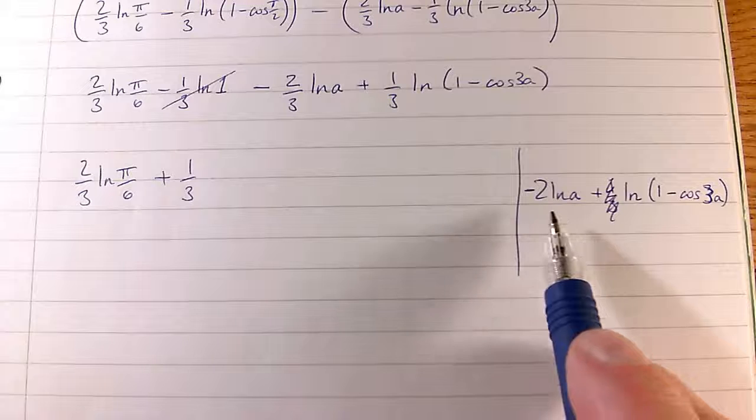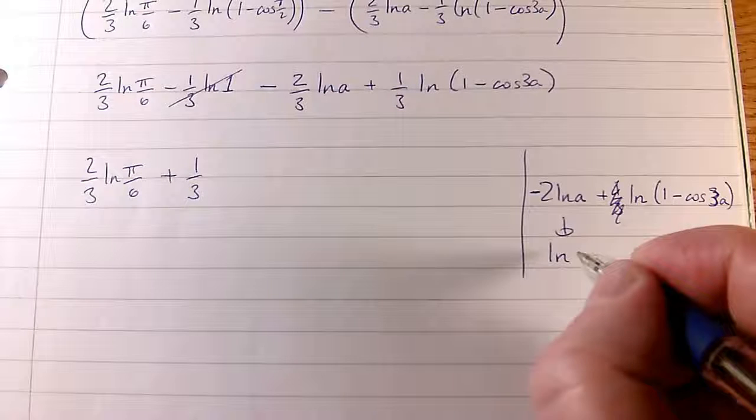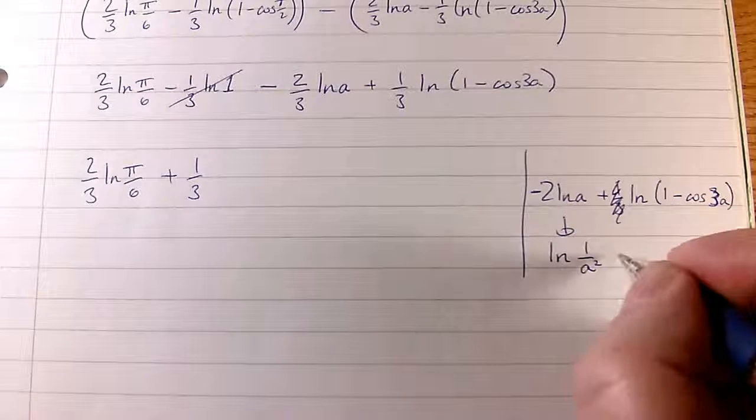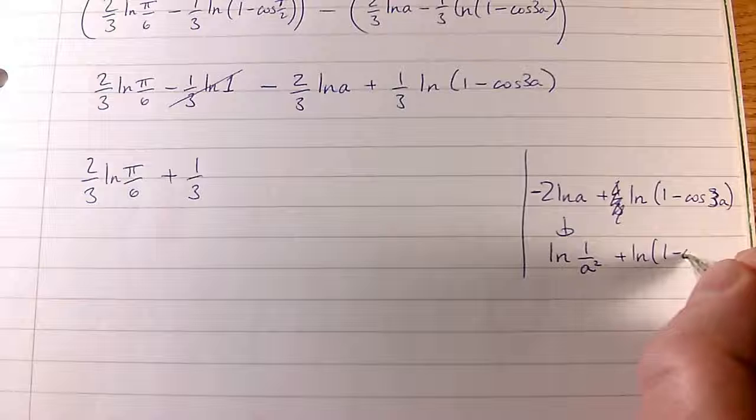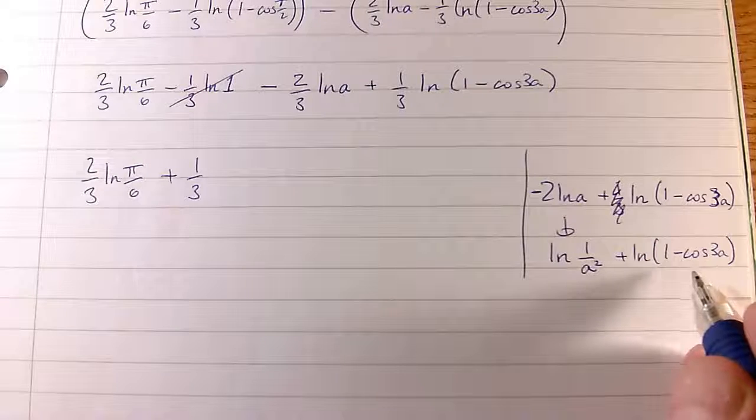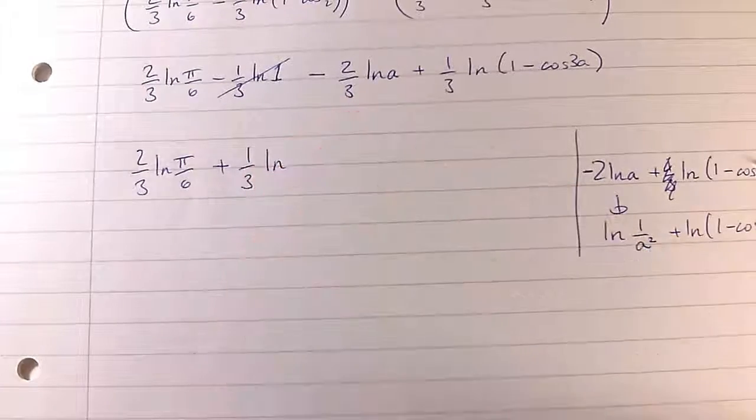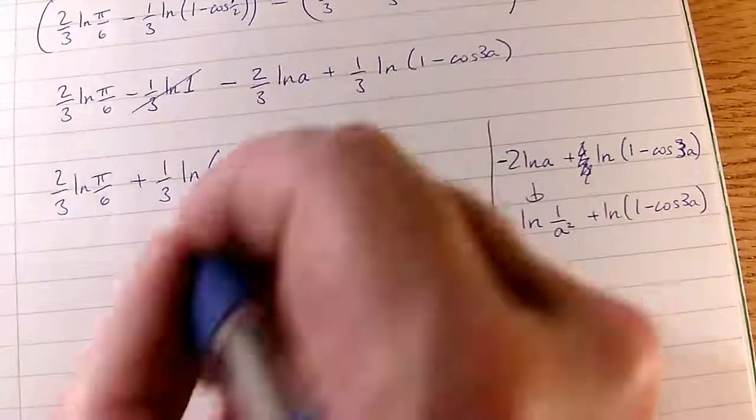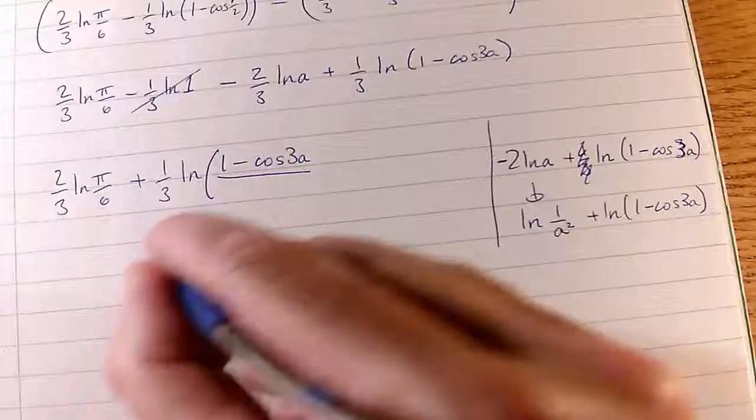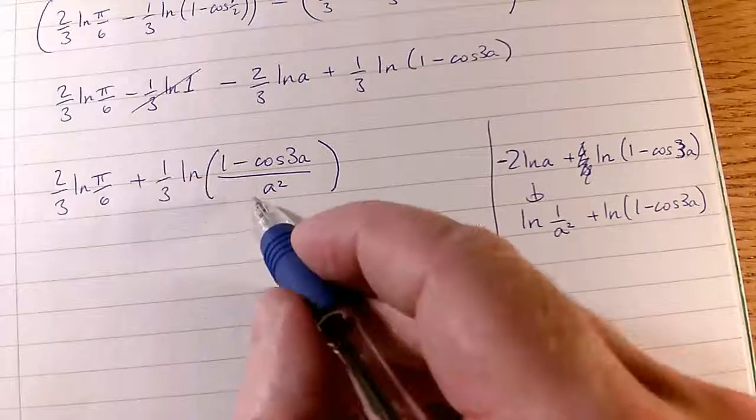Okay, so that minus 2 is potentially a problem, but that's easy because I can turn this into log of a to the power minus 2, which is 1 over a squared. And this is just plus log of the bracket. So I can see that I've now got an addition of 2 logs. So it's plus 1/3 of log of, okay, so this combination of logs gives me 1 minus cos 3a on the top, and on the bottom I'm going to have a squared. Okay. If you leave that as a minus, this log's going to be the other way up.